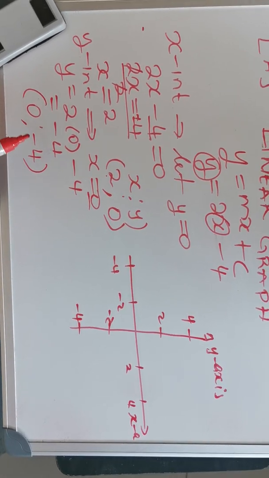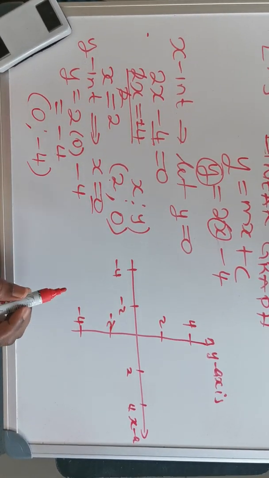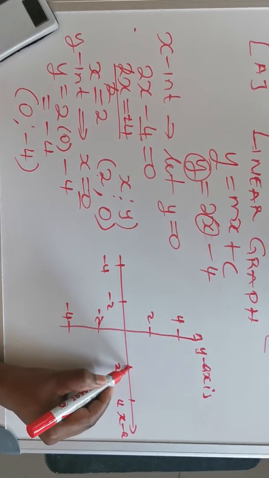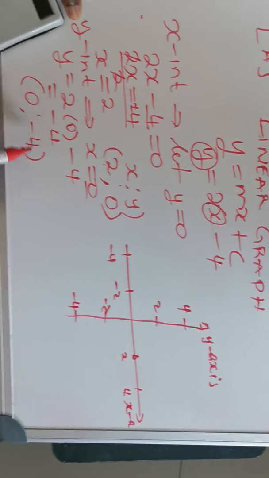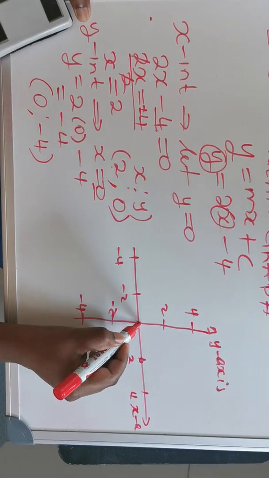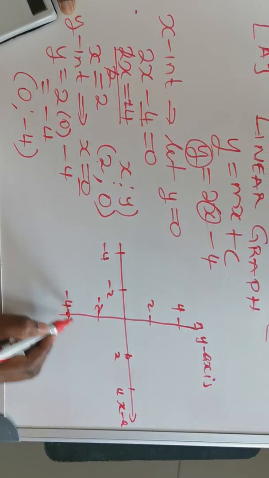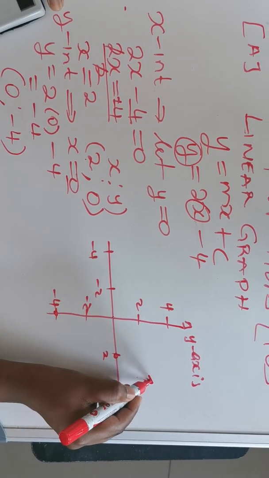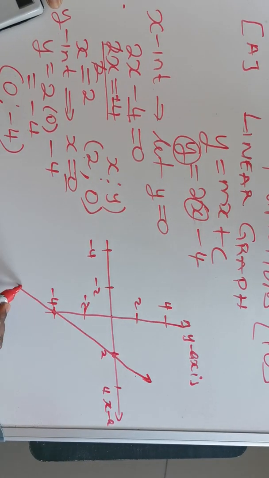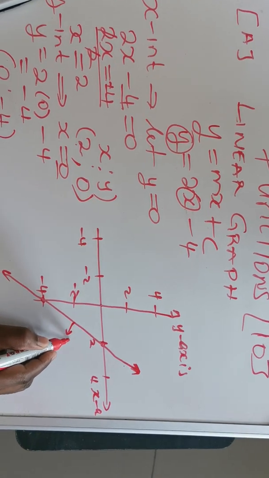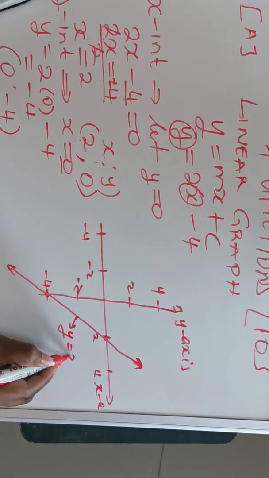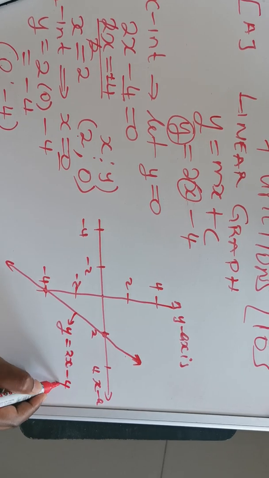Now our first coordinate is 2 and 0. This is 2 and 0. And we also have 0 and negative 4. This is x is 0, but our y is negative 4. Then this is your graph. Then you join these 2 points. So this is obviously a straight line. So this function is y equal to 2x minus 4.